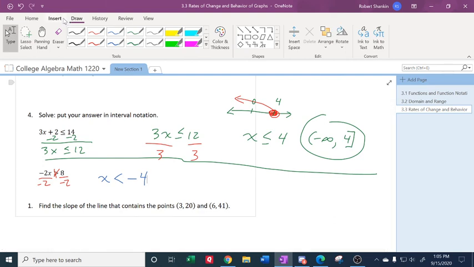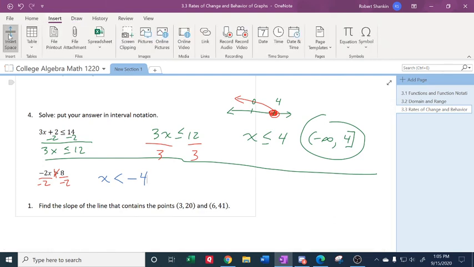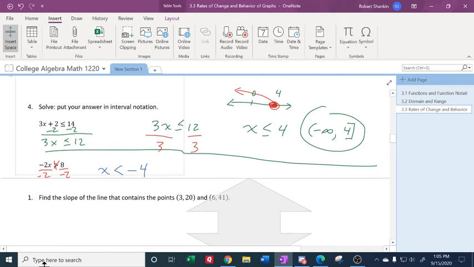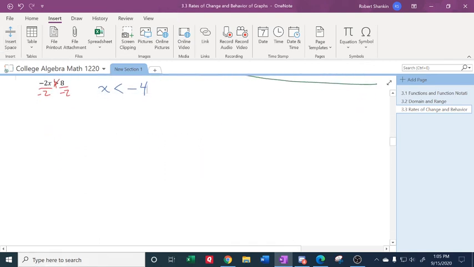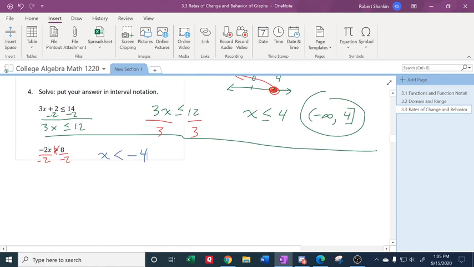Now, let me explain why we have to do that. Because it doesn't have to be a rule that you just memorize and then soon forget because you don't understand why it works. So, why did we have to switch the sign when we divided, or if we multiply, both sides by a negative number? Why switch the sign?